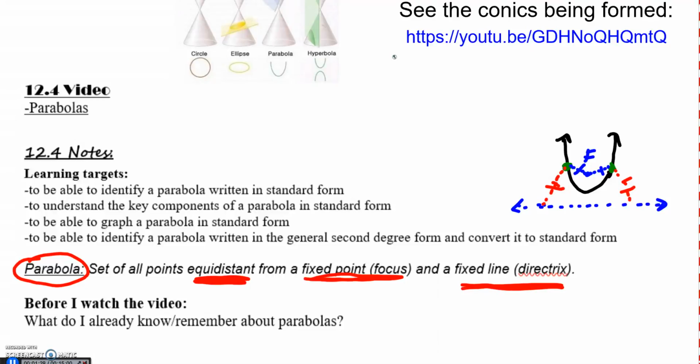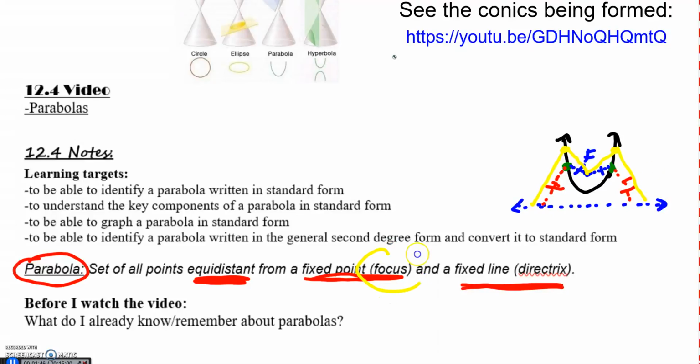And no matter what points I drew on the parabola, if I drew one here and here in yellow, the distance from the yellow to the focus and focus to the yellow is the same. Yellow to the directrix, yellow to the directrix is the same. Makes a nice little M there the way that I drew that. So that is how a parabola is formed from a geometric perspective.